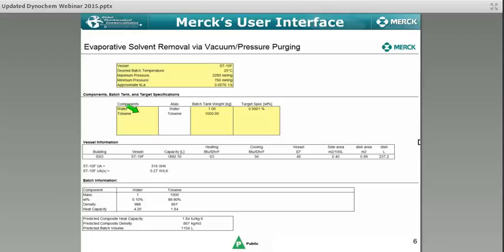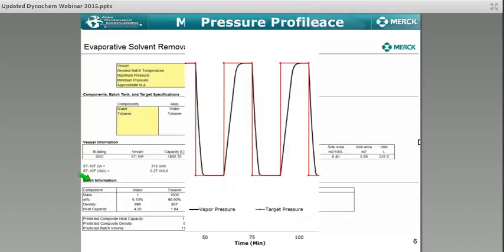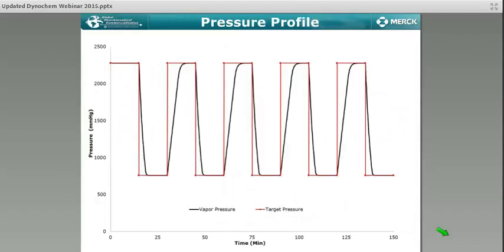But again, in this particular model, you can include batch weight and the actual composition of water and toluene in the system. All of the other information that's down in the vessel information and the batch information sections is actually information that's pulled from the database and then input into the relevant tabs in a DynoChem model. So this actually pretty closely replicates the phenomena that we would expect to see in terms of rate of pressurization and depressurization as well.